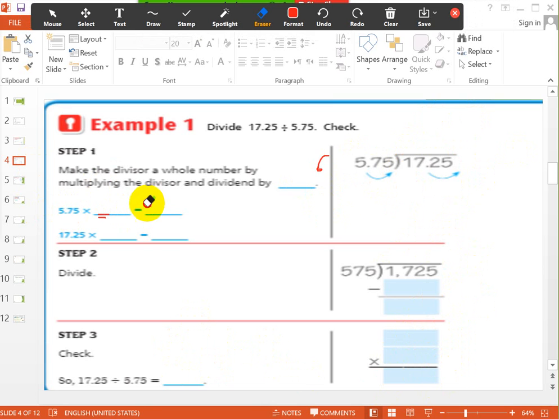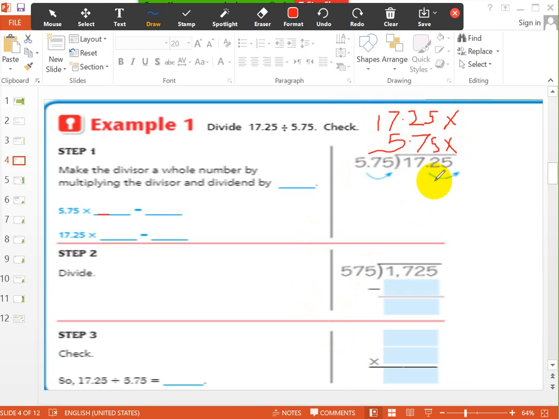Now I want to divide here 17.25 hundredths by 5.75 hundredths. So what do I have to do? I will multiply the dividend and the divisor by the same power of 10. Why will I do that? To remove the decimal point, because this will help me to make the division easier. Okay, so let's find the answer.